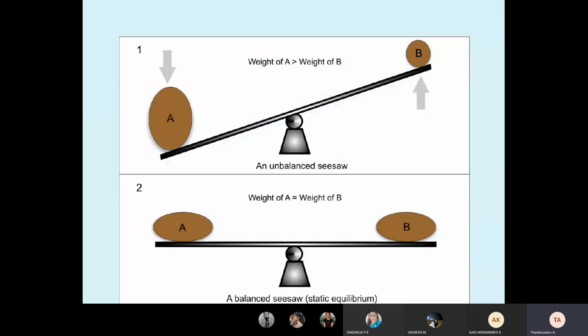See here the diagram. In the first diagram, weight A is greater than weight B. Is it an equilibrium condition? Unbalanced, no? So it's not in equilibrium. Maybe it will fall up and down. In the second one, weight A is equal to weight B. Balanced. Static equilibrium. This is called equilibrium. When forces are applied on the object, the body remains in a stable condition.